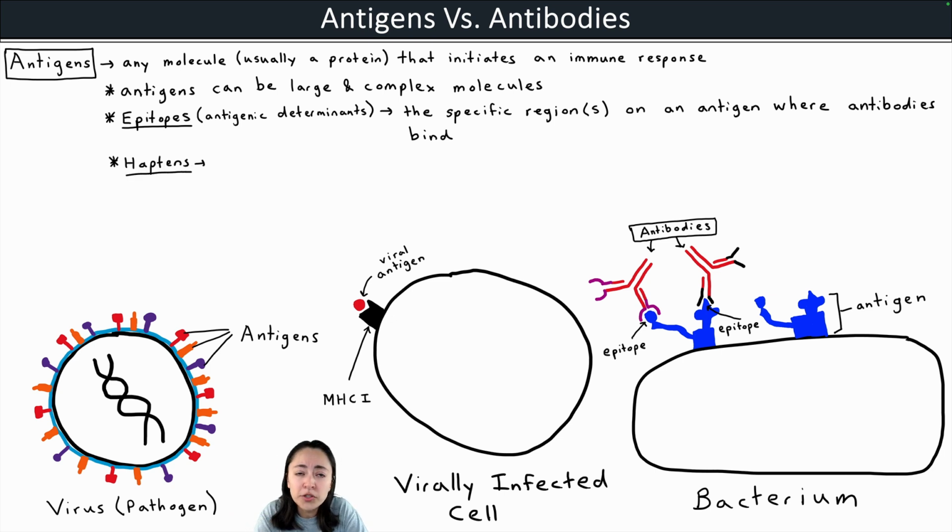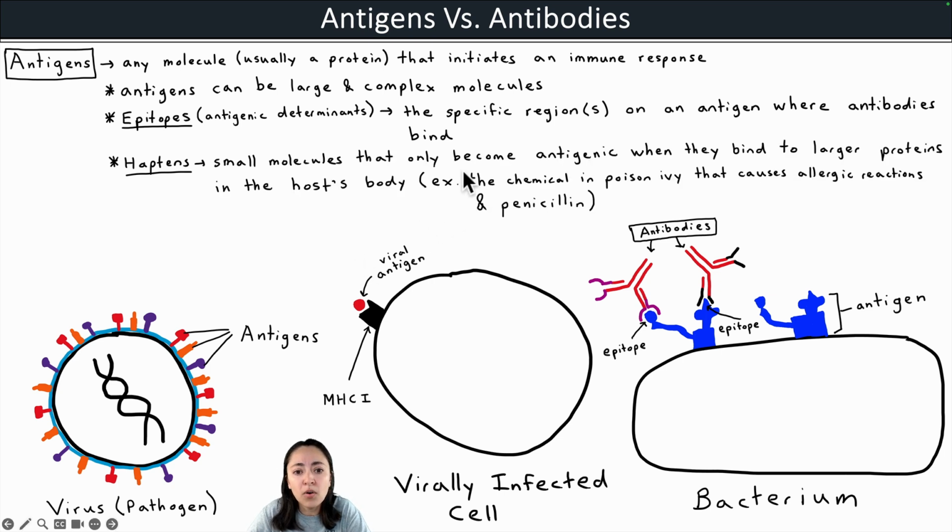Let me bring up another term related to antigens known as haptens. Haptens are small molecules that only become antigenic when they bind to larger proteins in the host body. For example, the chemical in poison ivy that causes allergic reactions is a hapten. Penicillin is also another example of a hapten. I like to think of haptens as being like half an antigen.